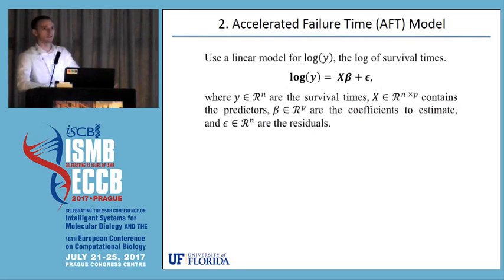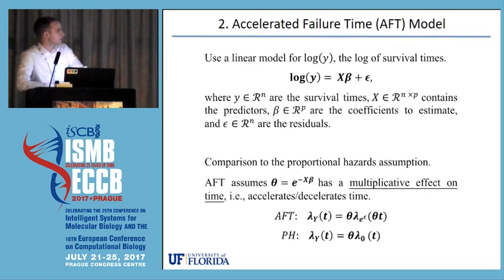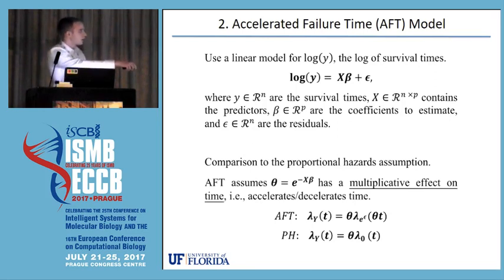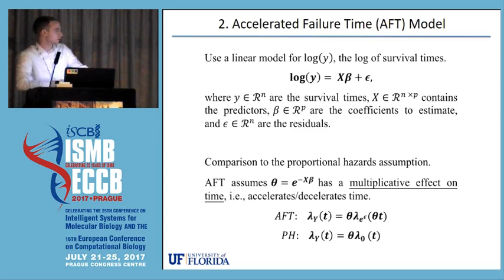This is basically just a linear model, and we model the log of survival times. If we compare that to proportional hazards, the predictors have a multiplicative effect on time, and that doesn't happen for proportional hazards. So that's why it's called accelerated failure time. But this is the form up here. This is the linear model that we'll focus on.